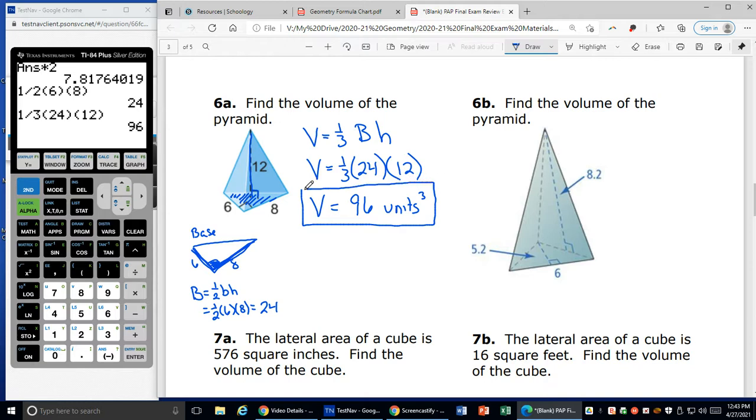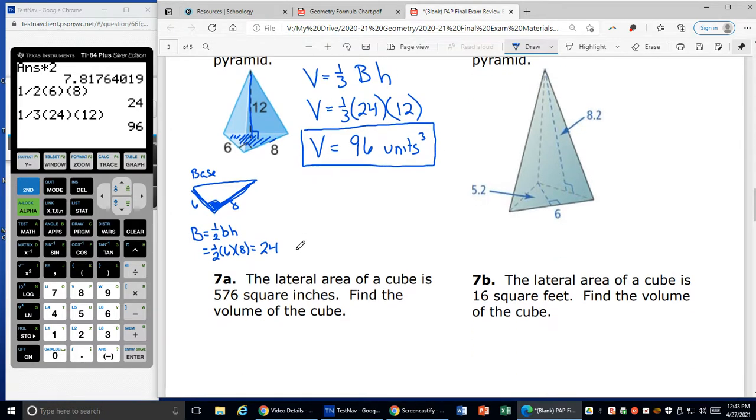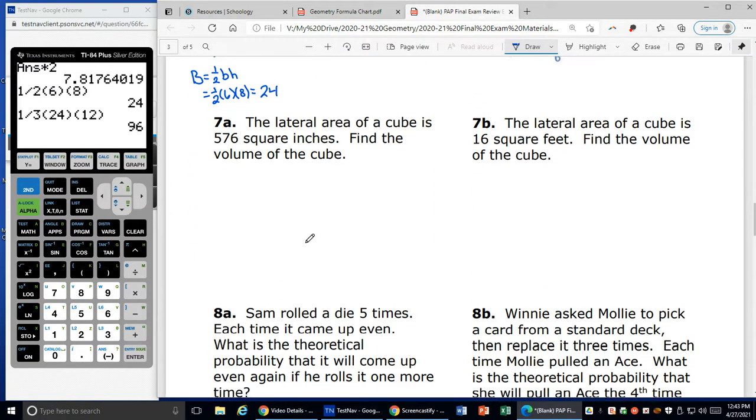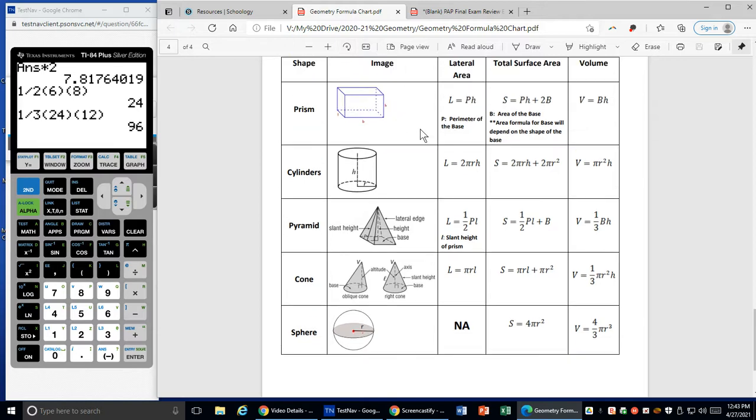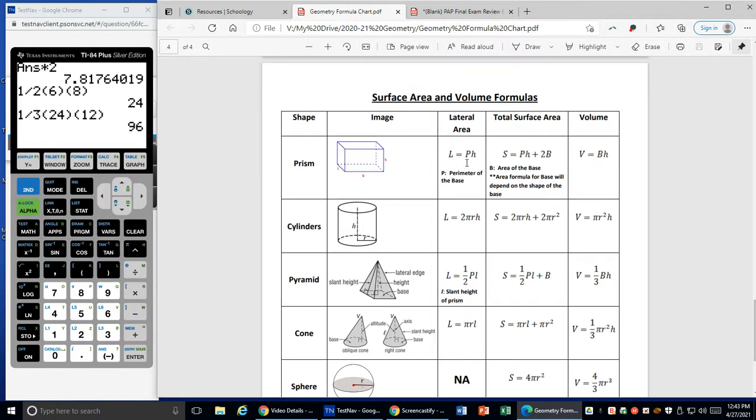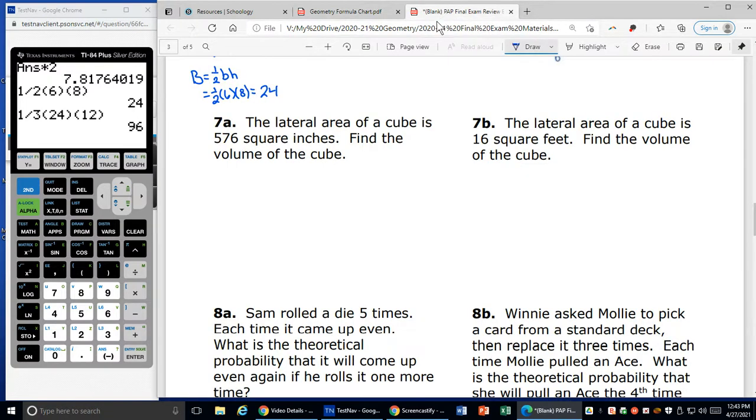That is 6a. Let's look at 7a. The lateral area of a cube is 576 square inches. Find the volume of the cube. Okay, so this is an interesting one because they didn't tell me anything except the lateral area, and then they want me to get to the volume. So I need to think about the lateral area of a cube. A cube is a prism where all the sides are the same, right? So my lateral area is the perimeter times the height.